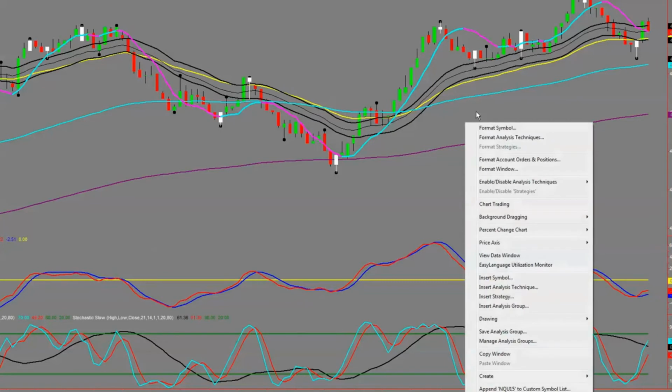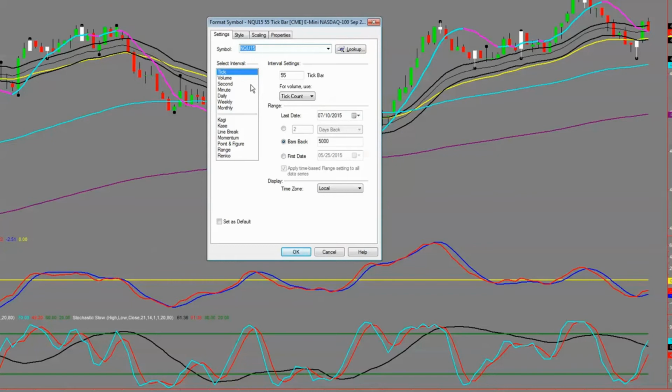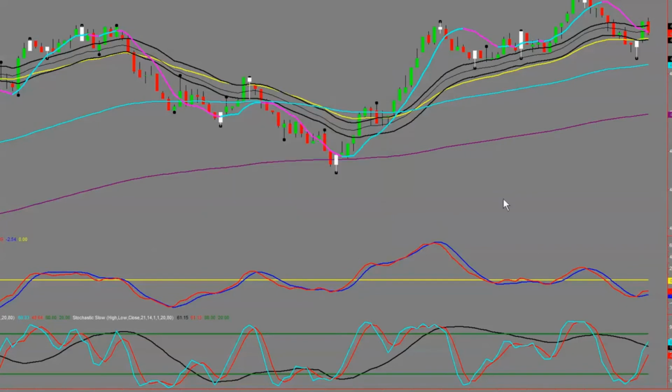Now this is in TradeStation, my charting package, and virtually every trading package has numerous options: line breaks, point and figure, range, Renko, tick, volume, and you can adjust all of these. What you can see here, I've got it set to a 55 tick, 5,000 candles back, and during the day this is what I trade. I use the tick chart where the volume is much lower.